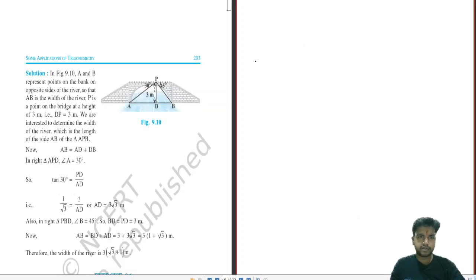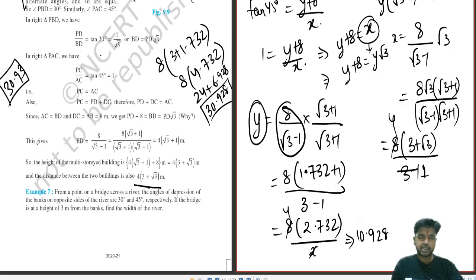Moving on towards the next sum. Now see, this is the sum I was talking about. The question is over here, but the solution is on the bottom part. From a point on a bridge across a river, means there is a bridge over here. This is a type of bridge. Okay, and you are standing over here. Let us take an example: I am standing on Howrah Bridge. Okay, so I can see two banks, one is Howrah and one is Kolkata.